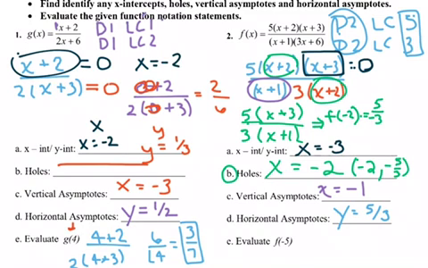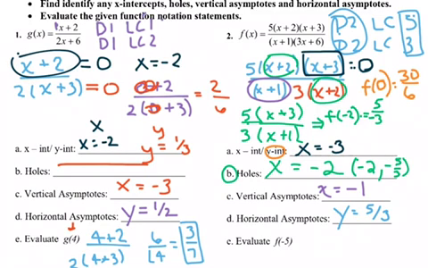To find the y-intercept, I'm going to look at f of 0. I'm going to plug in 0 for x in the numerator and the denominator. So we have 5 times 2 times 3, or 30, divided by 1 times 3 times 2, which is 6.